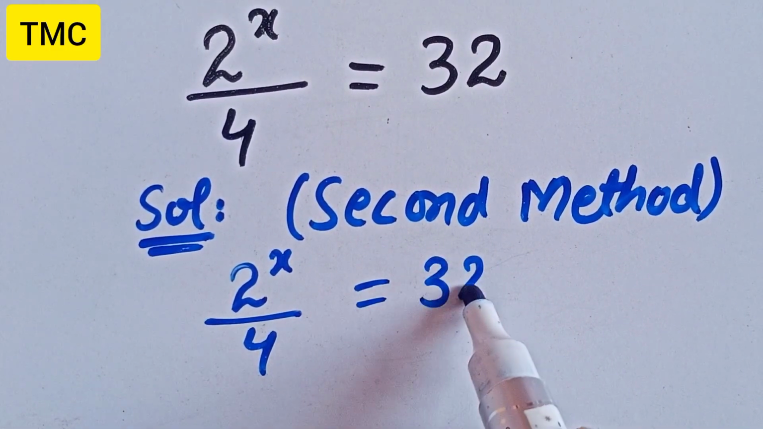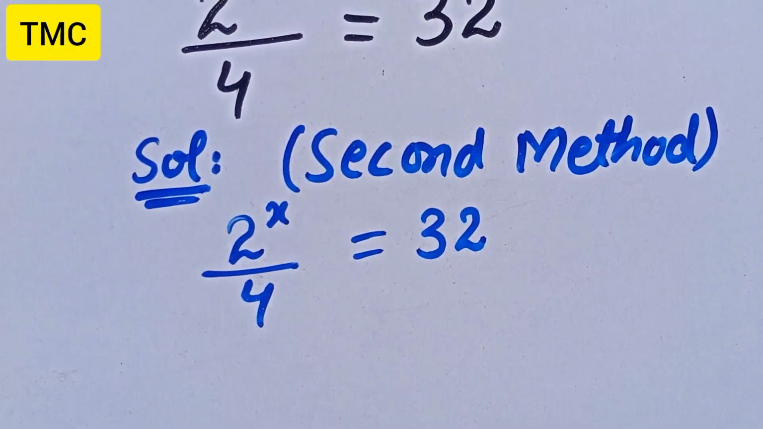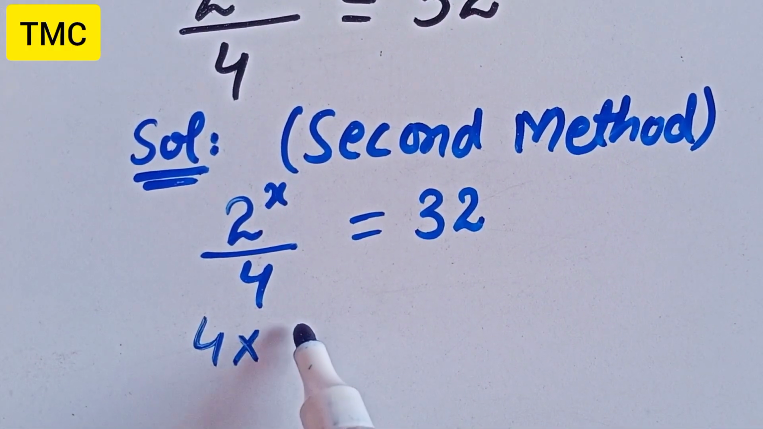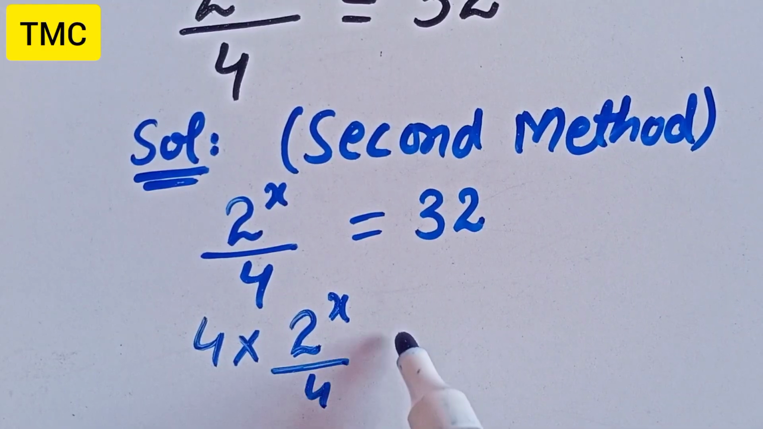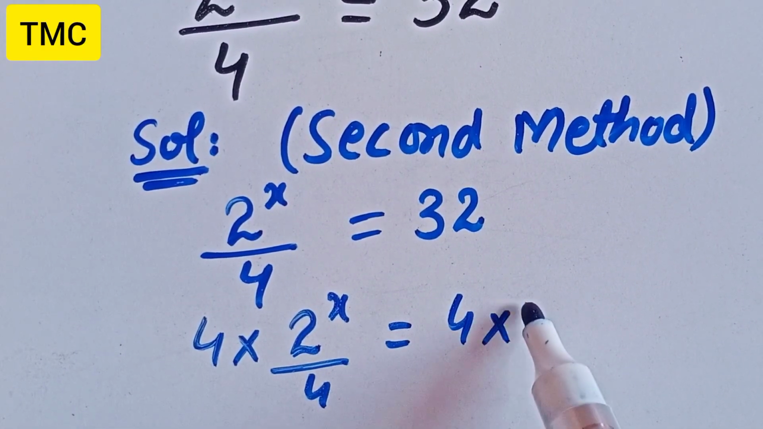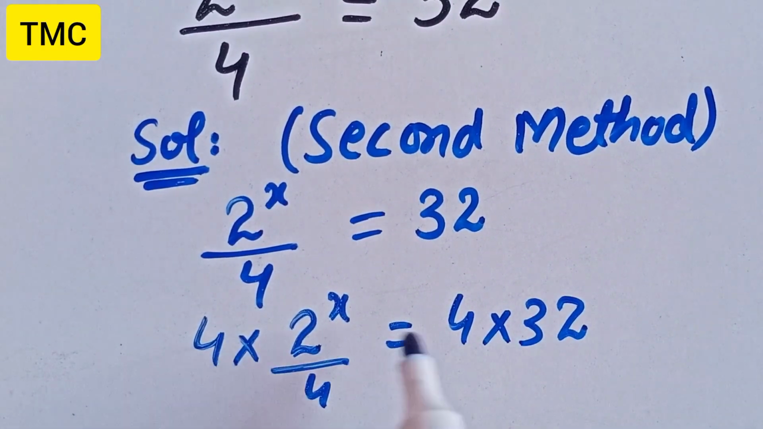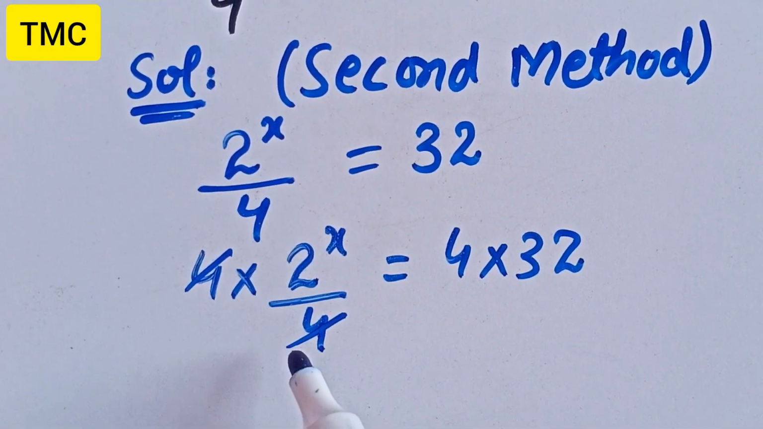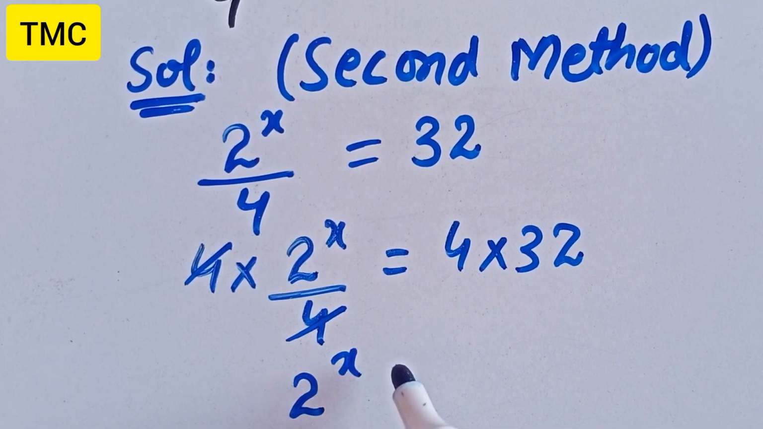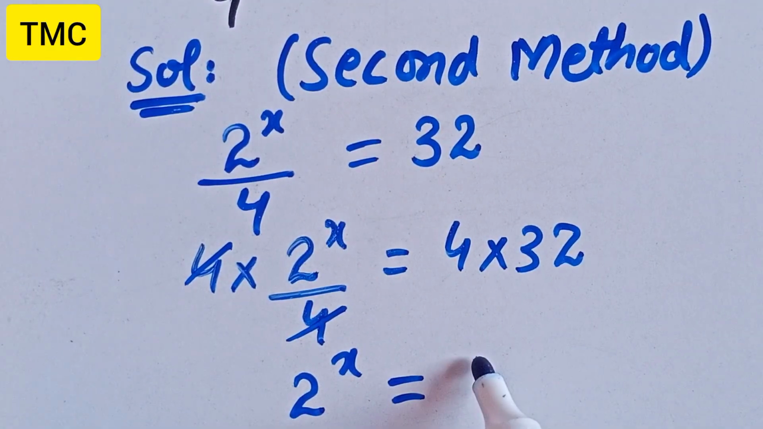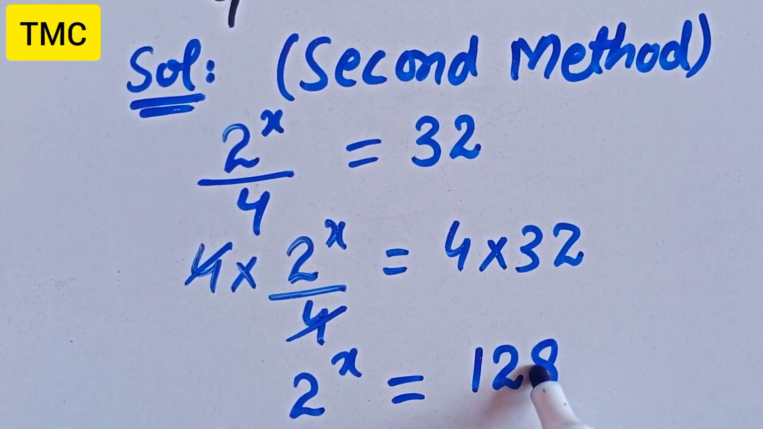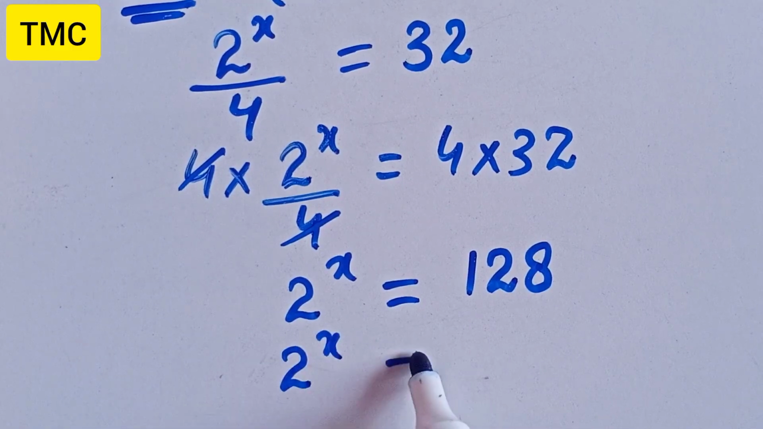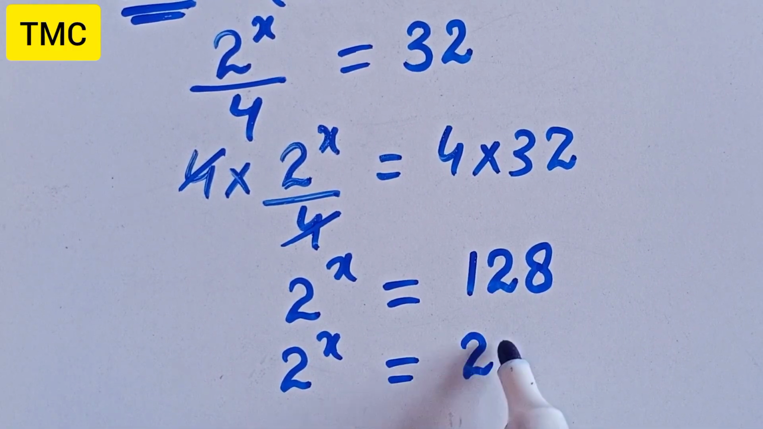2 power x upon 4 equals 32. Here we will also isolate 2 power x. So multiplying 4 on both sides, we get 4 and 4 cancel out. 2 power x equals 32 times 4, 128. Further, we can write it as 2 power x equals 2 power 7.